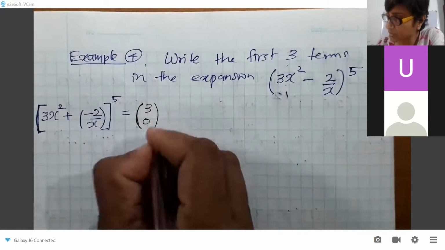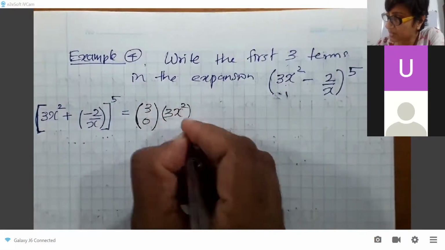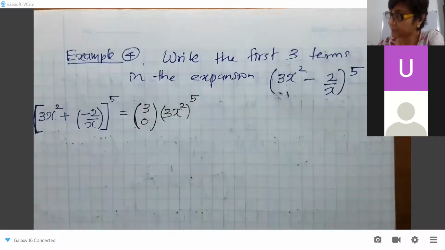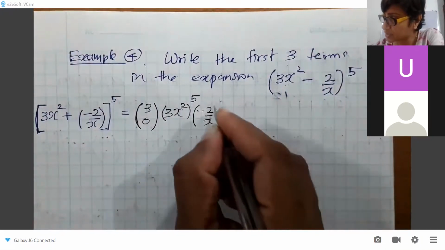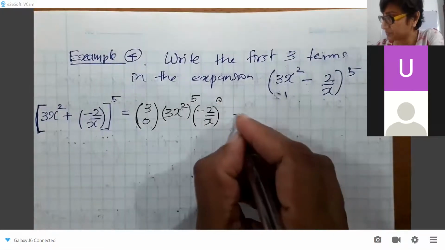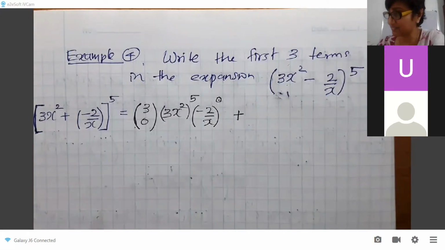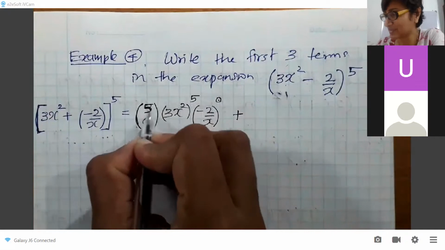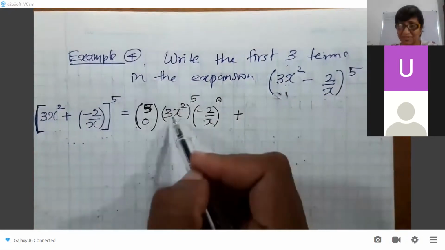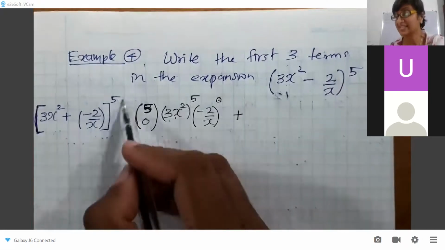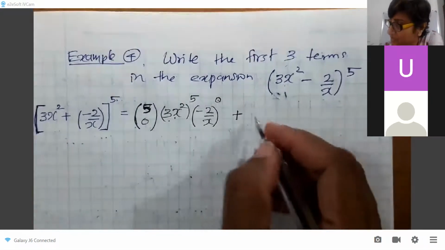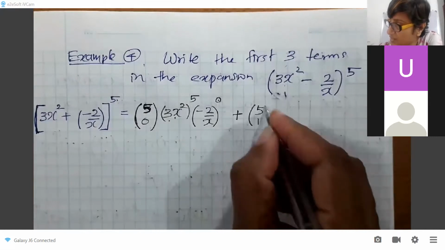5 choose 0, 3x squared to the power of 5, minus 2 over x to the power of 0. Miss? Yes, Akit. Is it 5 choose 0, right? Oh, sorry, 5. Thank you, Akit. Yes, it's 5. Because of that 3 I'm looking at, I think I took that 3. It's a power here. 5 choose 0. Thank you. And then 5 choose 1.